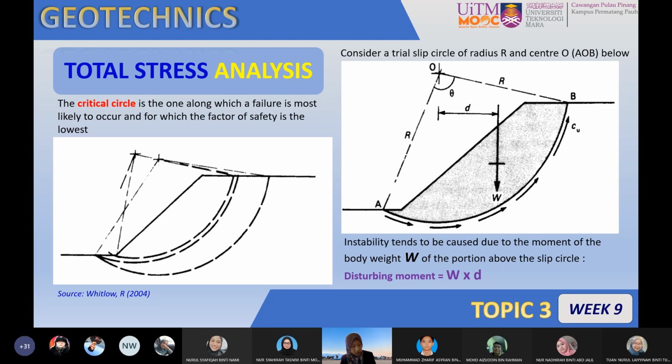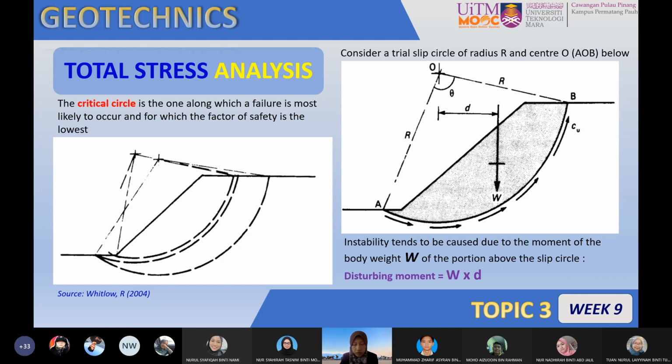And the critical circle is the one along which failure is most likely to occur and for which the factor of safety is the lowest. A number of trial circles are chosen and the analysis repeated for each until the lowest factor of safety is obtained. So a lot of processes are involved just to ensure which location is the critical one. And then in total stress analysis, this figure on the right side indicates the cross-section of the slope together with a trial slip circle of radius r and center O.